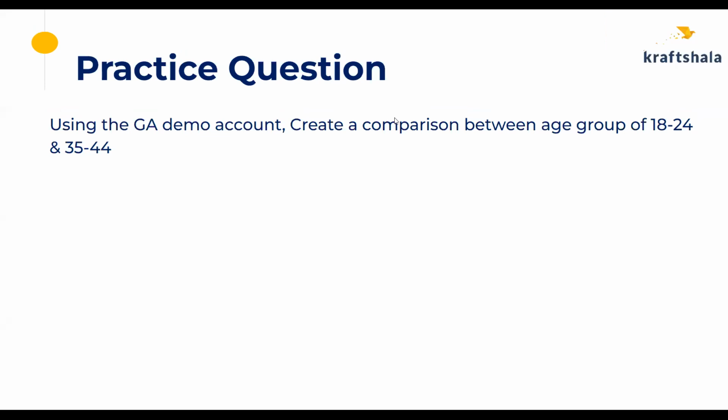Akash, can you repeat the question again? The question is on the screen: using the Google Analytics demo account, create a comparison of age group 18 to 24 and 35 to 44. Create a comparison between these two age groups. And once you have created the comparison, tell me the numbers for these two age groups in the chat. Quickly, guys, quickly. This is a very simple task. I think all of you can do this very easily.